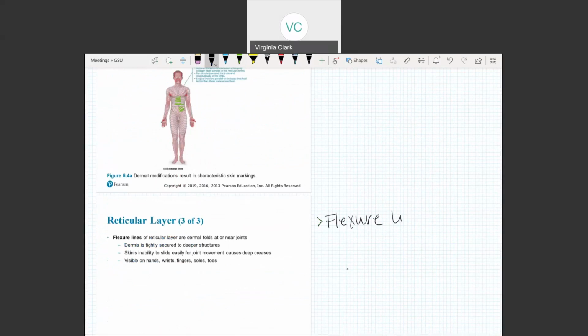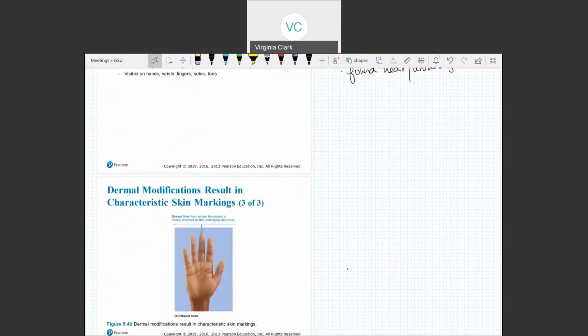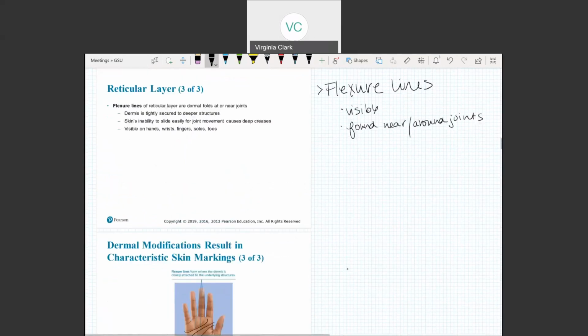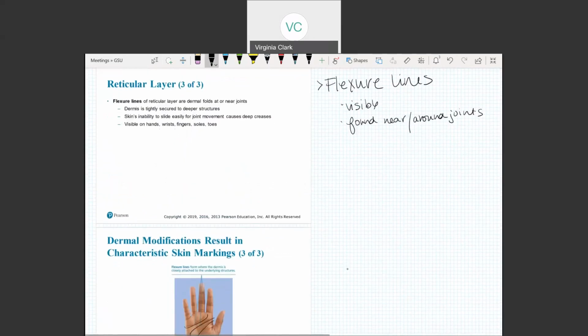And flexure lines, again, are visible. These are the ones you can see, and they're going to be found near or around joints. So when you bend your fingertips, you can actually see those deep creases. It just allows for your skin to move a little bit more readily over these areas. So these are your flexure lines right here. So you can see how those are the visible ones to the naked eye.